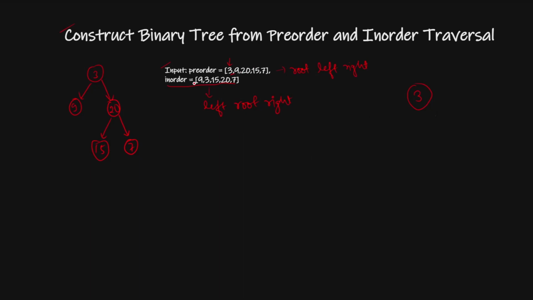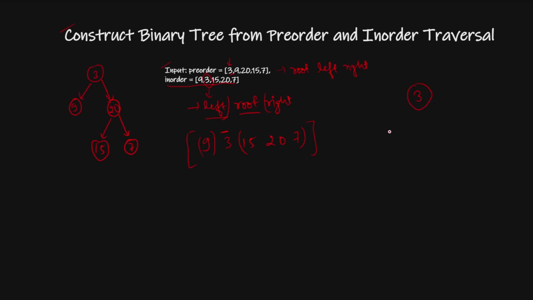For that, I will use the inorder array. If I find where this 3 is in the inorder array, it is here. So what can I conclude from here? If I write it here, the inorder is 9, 3, 15, 20, 7, and here is my root. As I said earlier, in inorder traversal, before the root I have my left subtree, and after the root is my right subtree. So this is part of the right subtree and this is part of the left subtree.